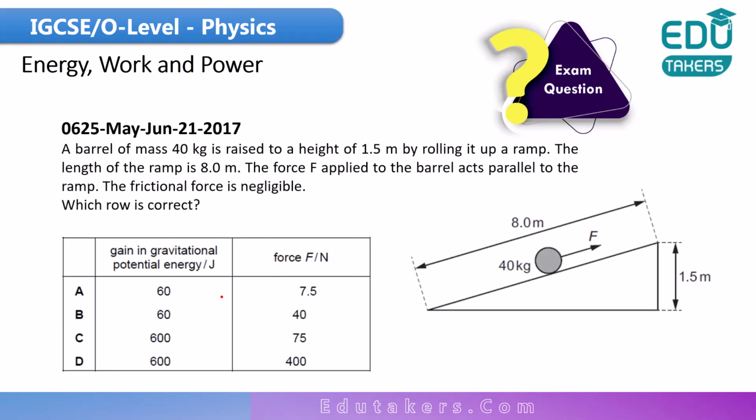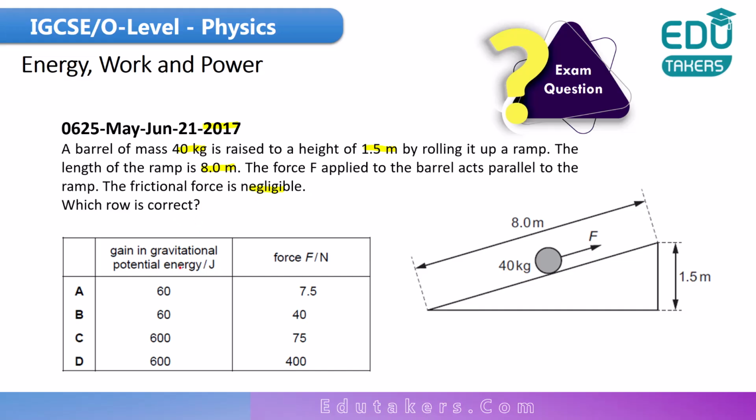Here is the exam question that appeared in May-June 2017. A barrel of mass 40 kg is raised to a height of 1.5 meter by rolling it up a ramp. The length of the ramp is 8.0 meter. The force F applied to the barrel acts parallel to the ramp. The frictional force is negligible. Which row is correct? Let's see the answers.